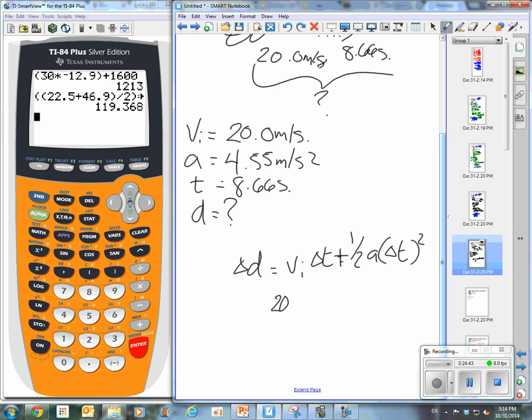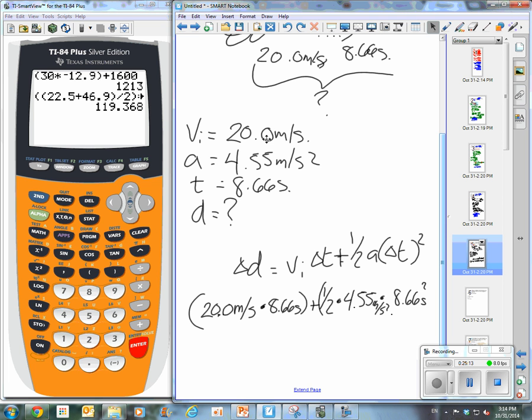So what I need to do now is substitute in my values. So I have 20.0. Oh, hold on, I'm going to need some more room here. So 20.0 meters per second. That is going to be multiplied by my time of 8.66 seconds. I'm going to add that to a half times the acceleration of 4.55 times 8.66 seconds squared. Sorry, this should be meters per second squared.